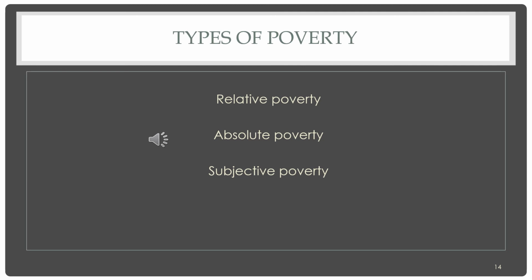Absolute poverty, though, is a lack of even having the basic necessities, which typically includes food, clean water, safe housing, and access to health care. So absolute poverty means that those basic necessities are not even there.